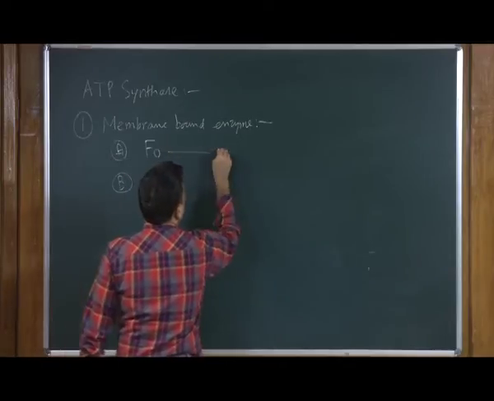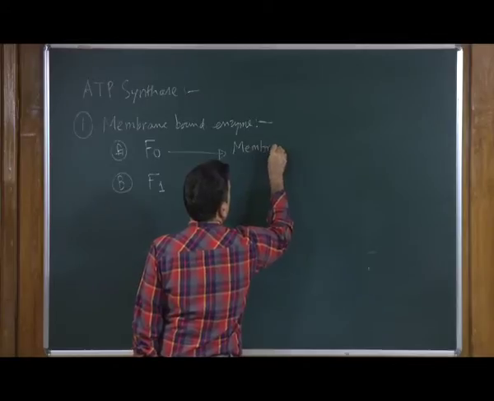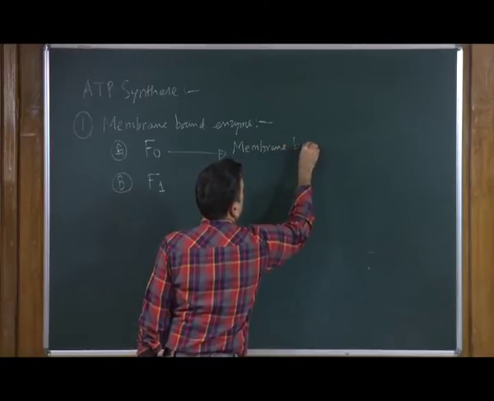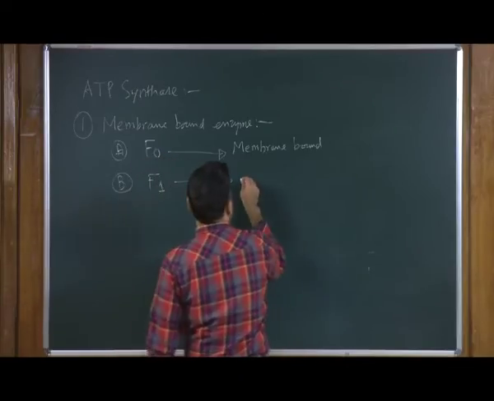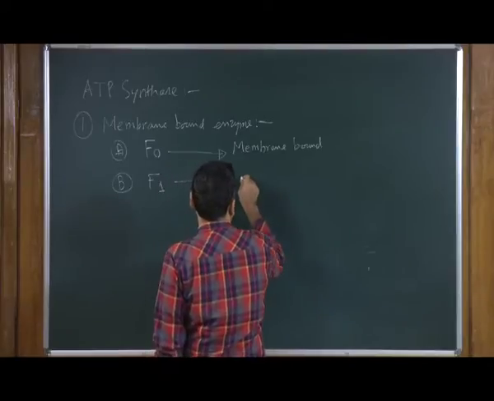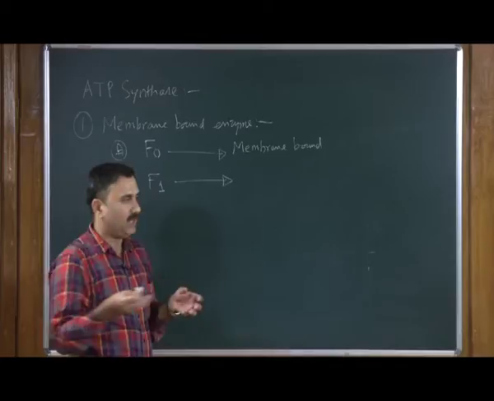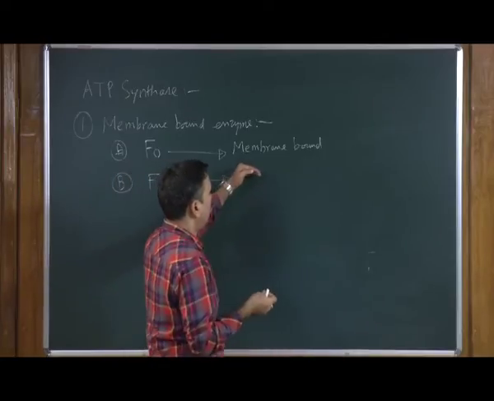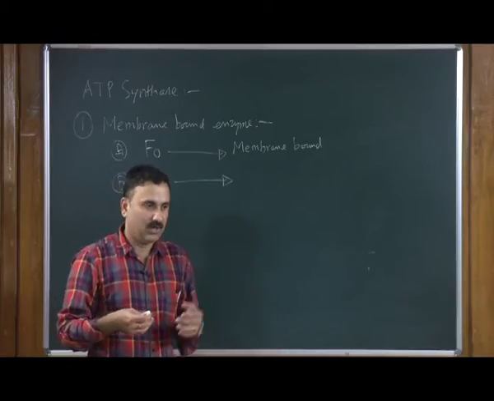The FO is the membrane bound component, and F1 is the actual enzyme which is catalyzing the combination of ADP plus Pi to synthesize the ATP, and that is not membrane bound, that is free in the lumen.